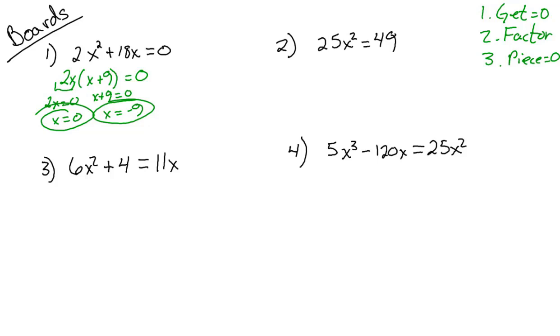All right, number 2. 25x squared equals 49. Step number 1, get it equal to 0. So subtract 49 from both sides. And we have 25x squared minus 49 equals 0. The next step, factoring. We've got to look at this. Are there any greatest common factors we can pull out? That's got 5 and 5, and that's a 7, 7. I don't see anything common.